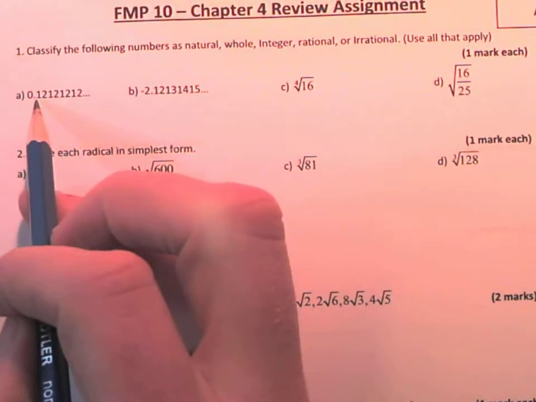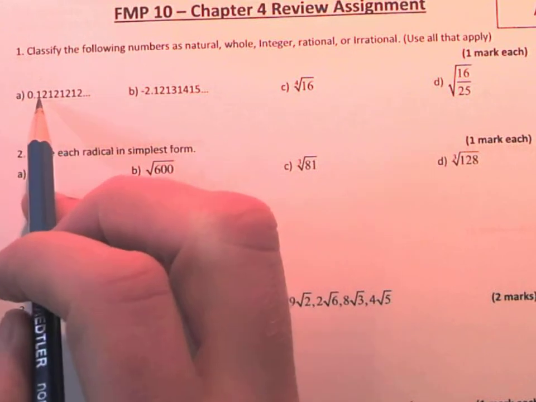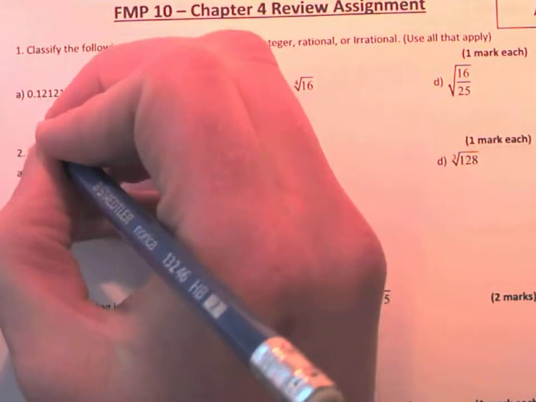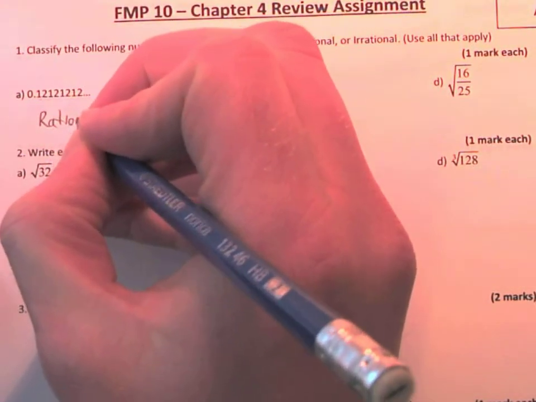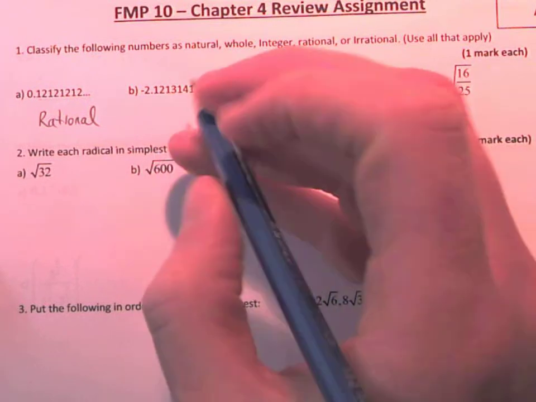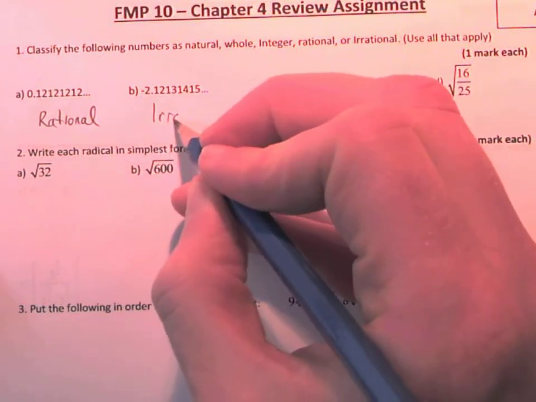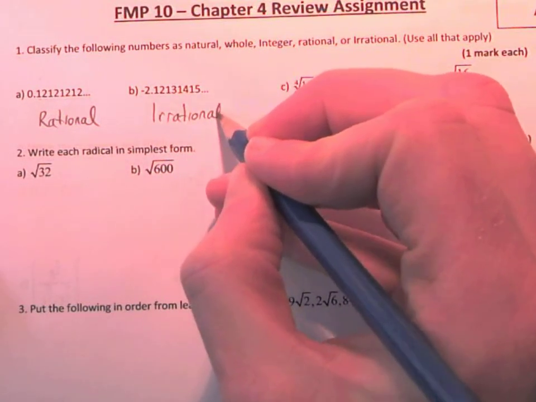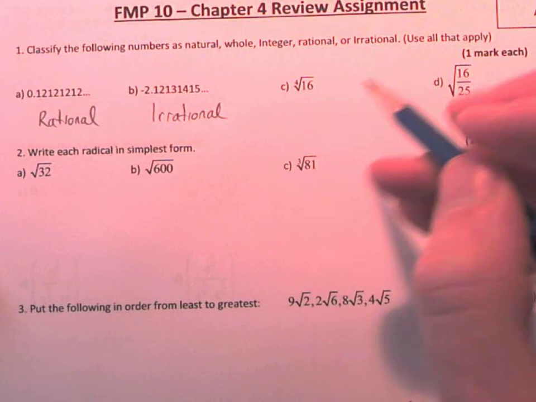Question 1. Classify the following numbers as natural, whole, integer, rational, or irrational. So I look at this. It's not terminating, but it's repeating exactly, so I know it's a rational. This one is not terminating, and it doesn't really repeat, so this one's irrational. That means it can't be represented as a fraction.